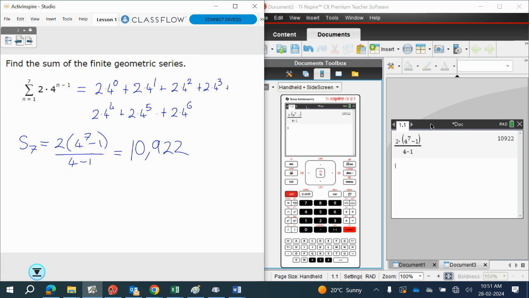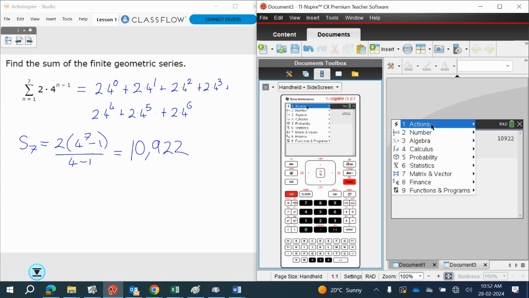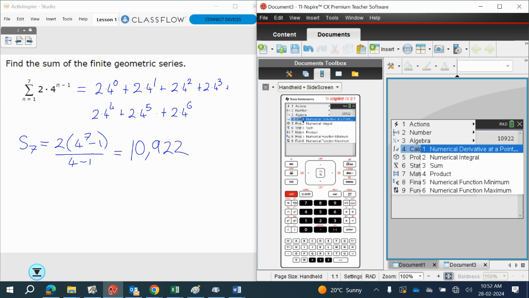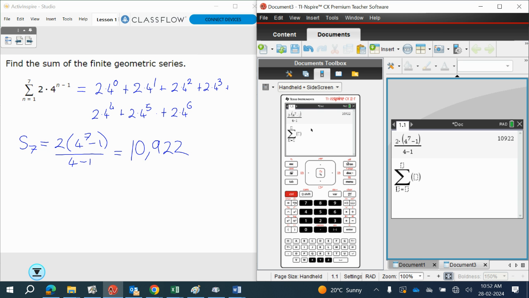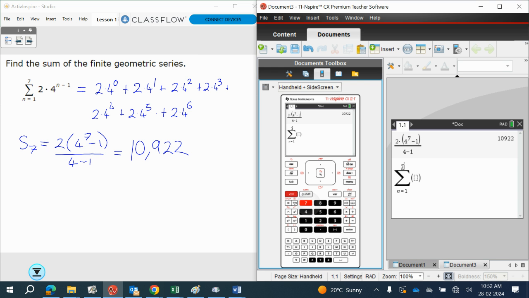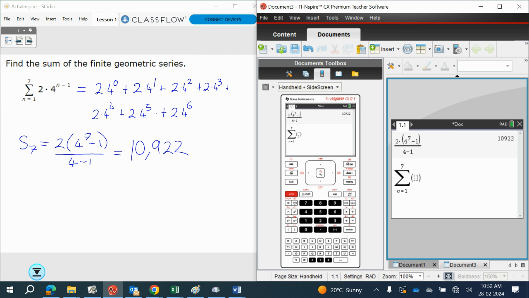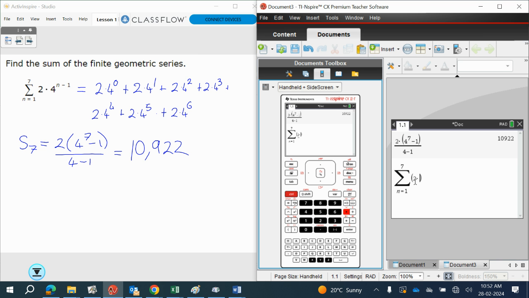So take your calculator in your hand now. Press menu, choose calculus, choose sum. We can type in the formula, 2 times 4 to the power of n minus 1, and it starts off at 1, it goes up to 7. So we're allowed to use that in the test. Yes, that's like a whole answer.